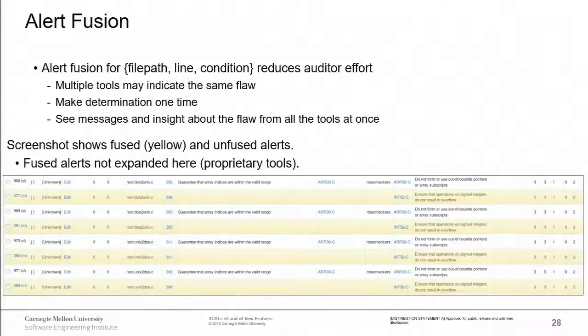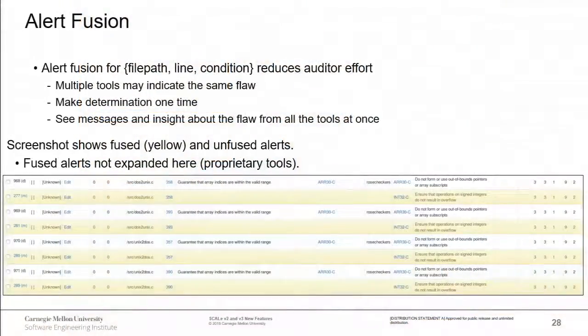Now let's talk more about Alert Fusion, which I alluded to before with the meta alerts. Alert Fusion is done by Scale versions 2 and 3 for alerts that are the same in file path, line, and condition. The purpose is to reduce auditor effort. Multiple tools may indicate the same flaw. Auditors need to make the determination only one time, even if tools X, Y, and Z all indicated that on line 99 there was an INT31-C flaw. The auditor can make a determination once that it was true. The auditor sees the messages and gains insight about the flaw from all the tools at once, which also helps them to be efficient when auditing the alert.